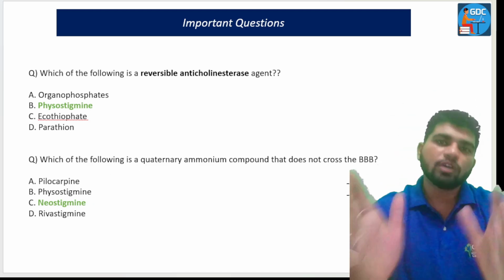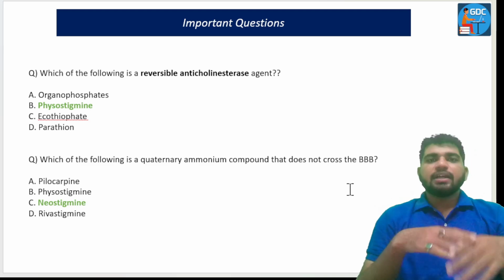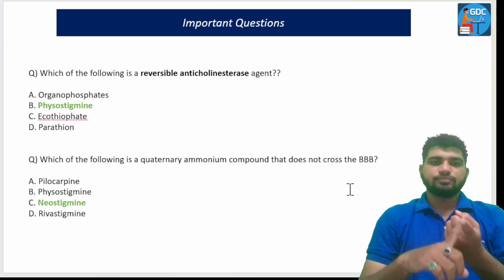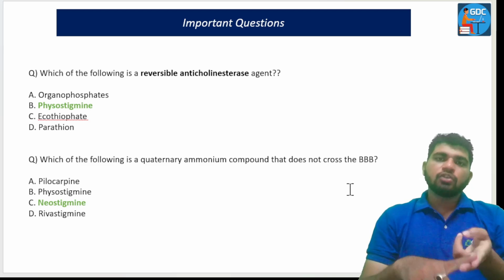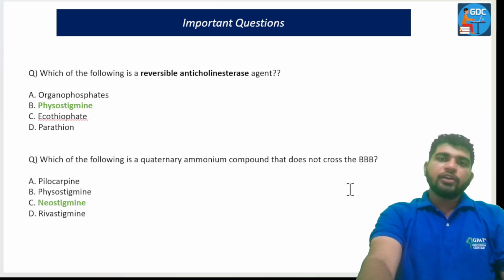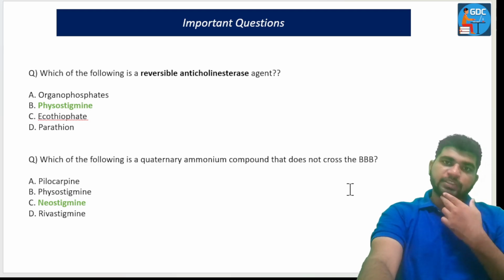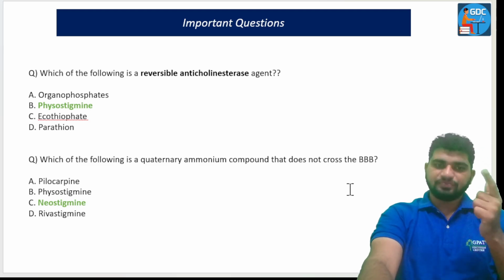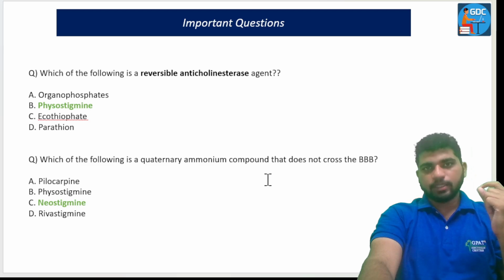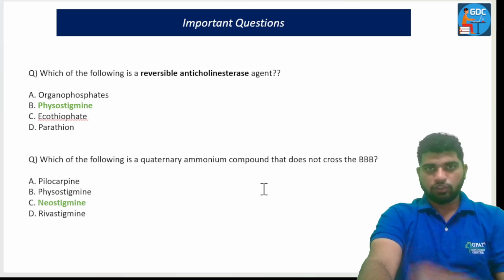Next question is, which of the following is a quaternary ammonium compound that does not cross the BBB? So I have told you a concept that whatever drug has lipid solubility, in that compound you will see a tertiary amine group. That tertiary amine group is responsible for the lipid solubility of that compound. But if we talk about water solubility, the quaternary ammonium group is responsible for the water-loving capability of that compound, that is, it is hydrophilic in nature.